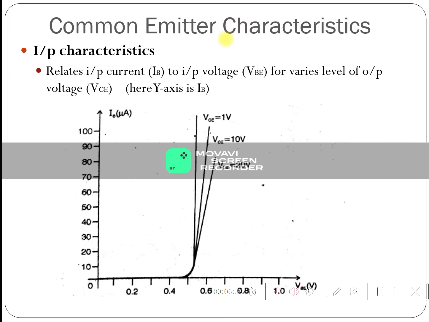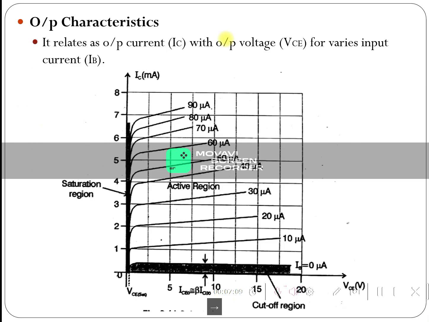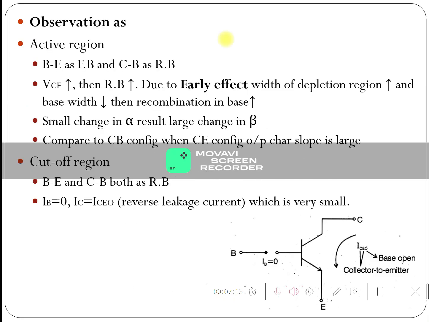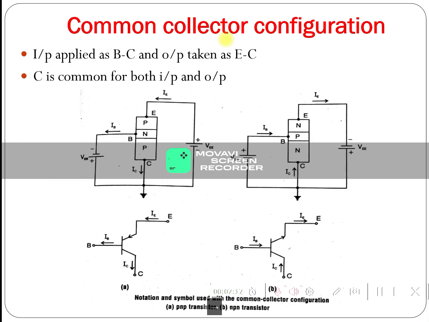The common emitter characteristics: input characteristics. Next one, output characteristics: active region, cutoff region, and saturation region.